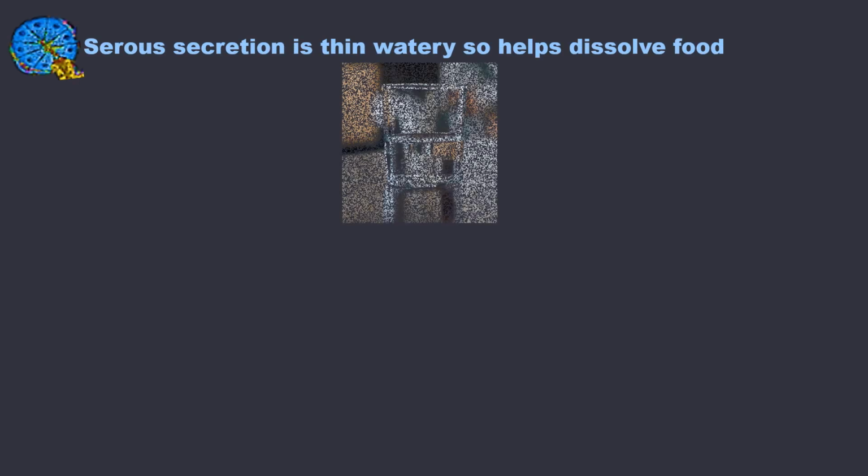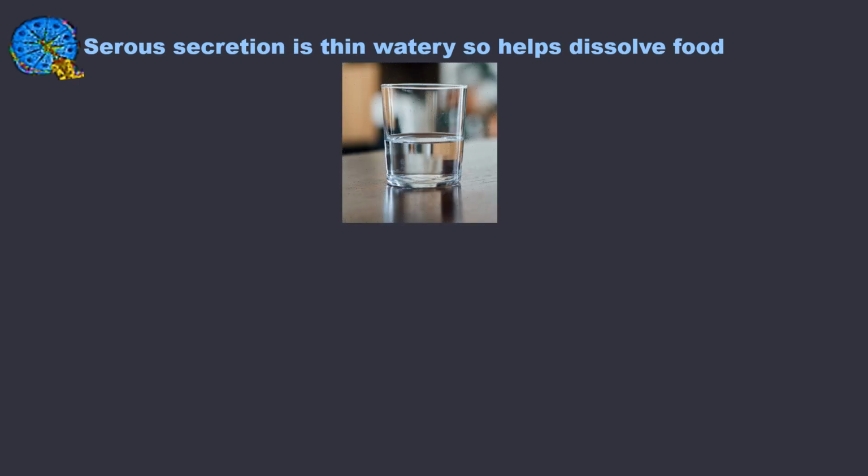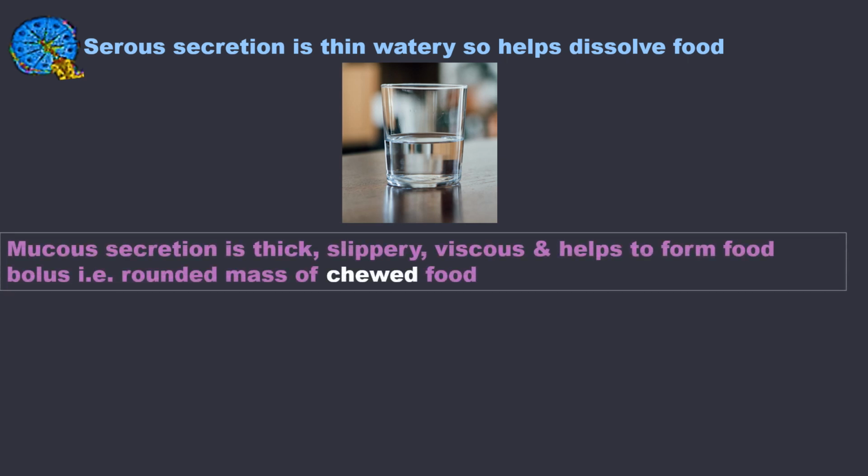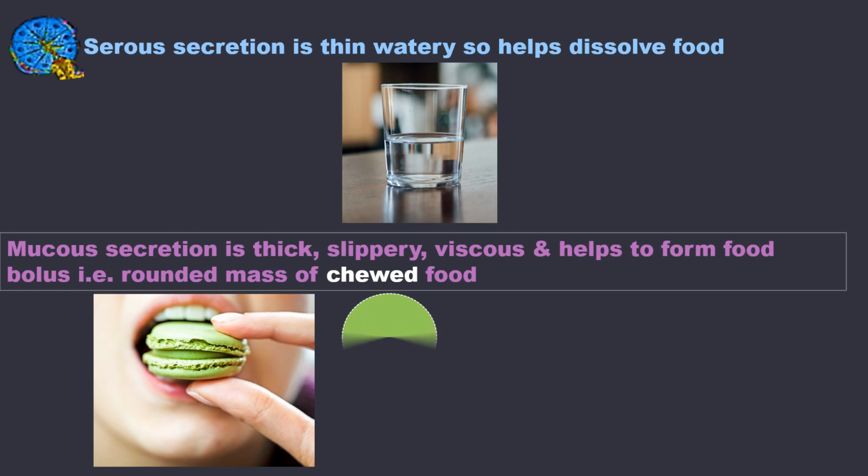Serous secretion is thin and watery, so logically it will help to dissolve the food. Mucus secretion is thick, slippery, viscous, and helps to form food bolus, that is rounded mass of chewed food.